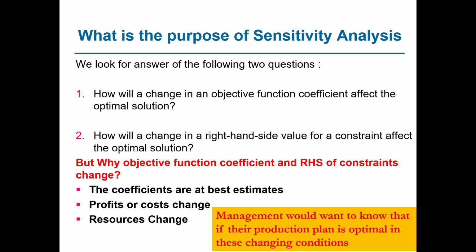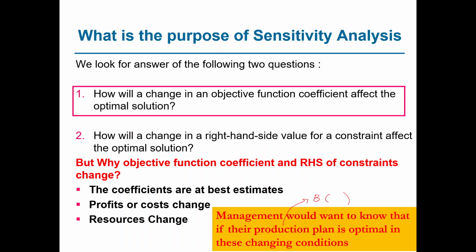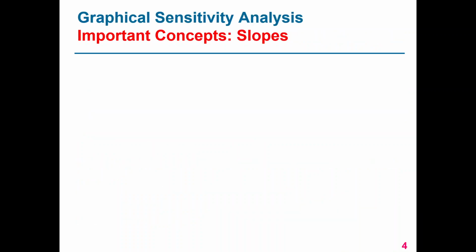So the management would want to know about the optimal production plan they have derived earlier. In our case, we found that the optimal point is B. So the management wants to know, is the earlier developed plan still viable in these changing conditions? So let's find out. In this video, in order to keep it short, I'll focus on the first question, and that is how changes in the coefficients of the objective function affect the optimal solution.